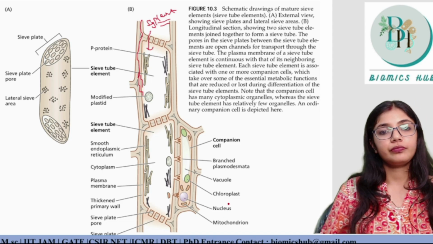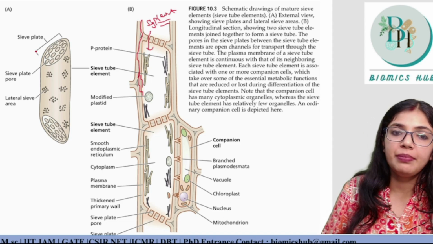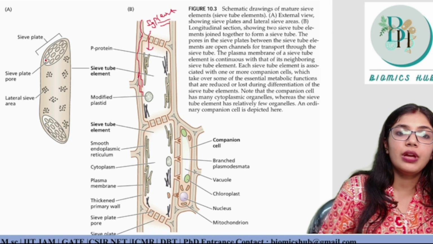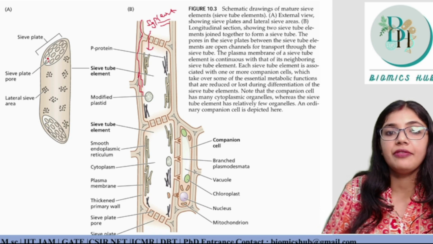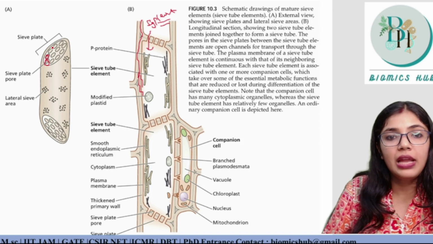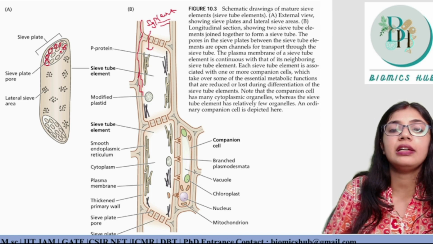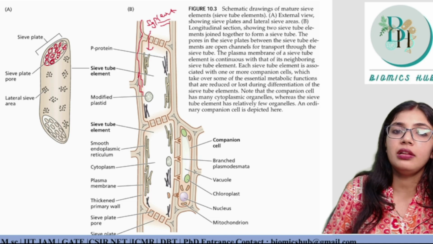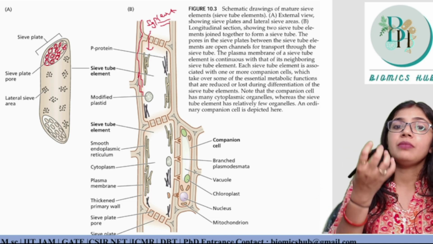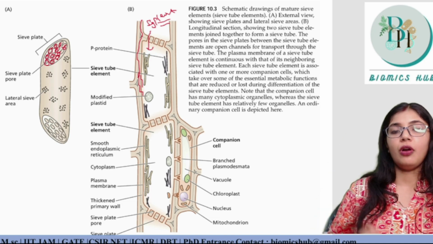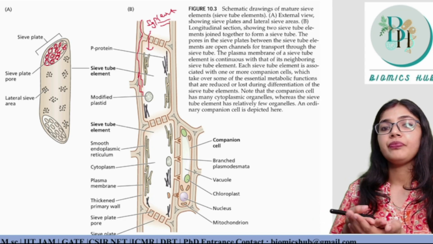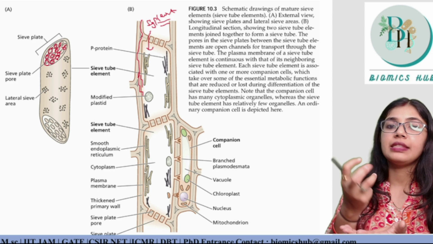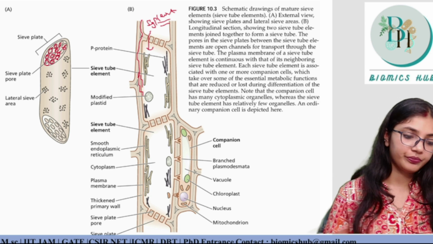Okay, so here there is a sieve plate. Here we can see the sieve plate, and it has some pores. We can see that these pores allow the transport of the fluid or liquid part, the phloem sap, to transfer through it. It is working as a transfer system.